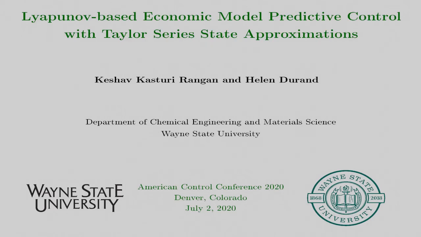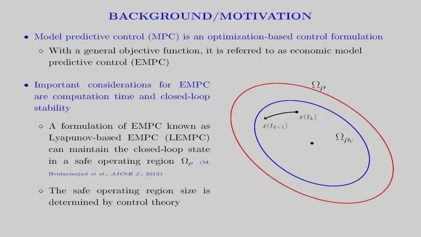This talk is titled Lyapunov-based Economic Model Predictive Control with Taylor Series State Approximations by Keshav Kasturi Rangan and Helen Durand. This talk focuses on Economic Model Predictive Control, or EMPC, which is a class of Model Predictive Controller, MPC, designs. MPC is an optimization-based control formulation that uses a process model for making predictions of the future state to determine optimal control actions at each measurement sampling time.